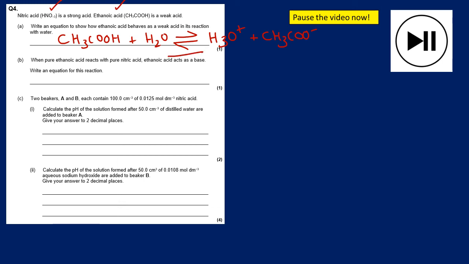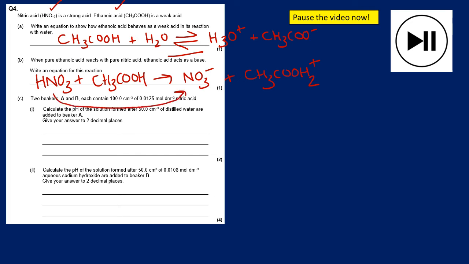When pure ethanoic acid reacts with pure nitric acid, ethanoic acid acts as a base. Write an equation for this. Okay, so we've got HNO3, which is nitric acid. We've got ethanoic acid, CH3COOH. And what's going to happen is the nitric acid is acting as an acid and donating a proton, and your carboxylic acid is acting as a base and accepting a proton. So we're showing the nitric acid losing a proton and the ethanoic acid gaining a proton.